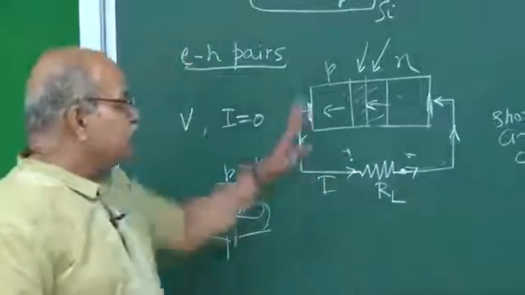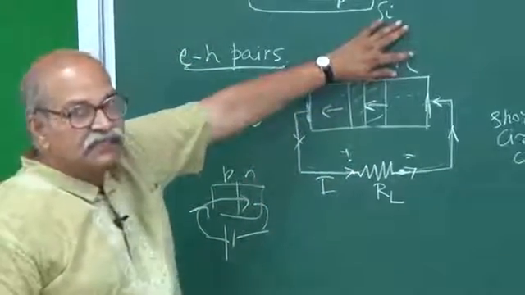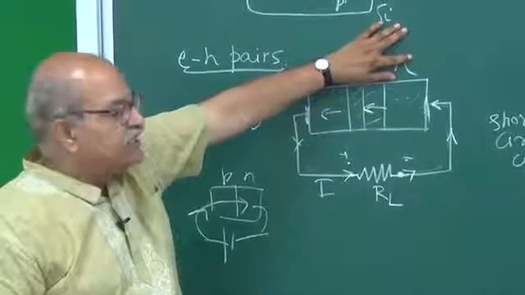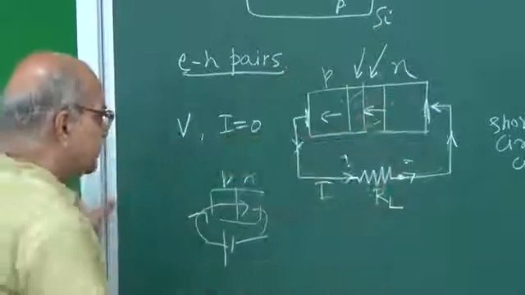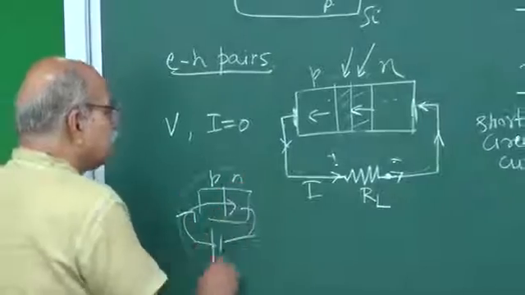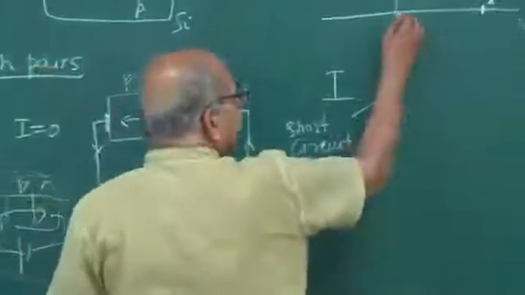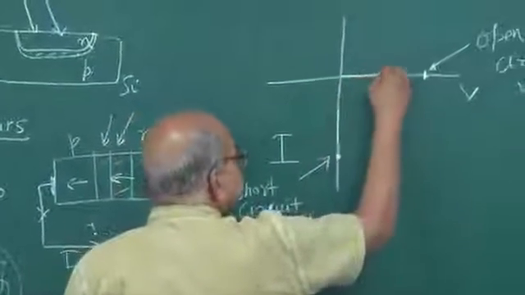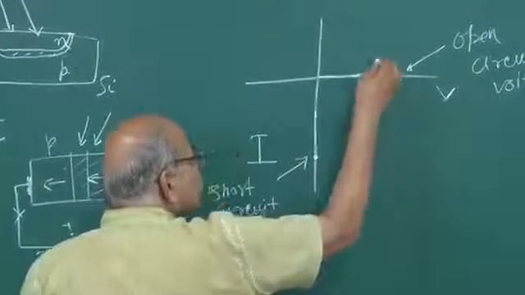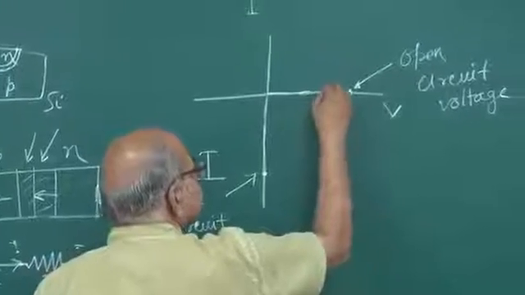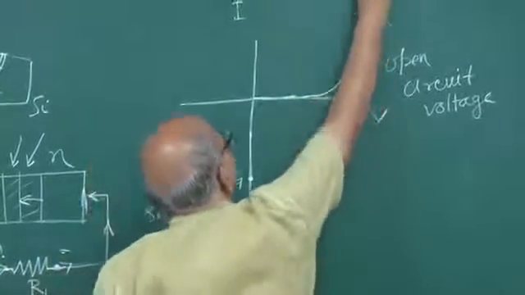If you do not have any light, what happens? If you do not have any light and you apply a voltage in a normal p-n junction, that characteristic is like this. You know that? That characteristic is like this for a typical diode.